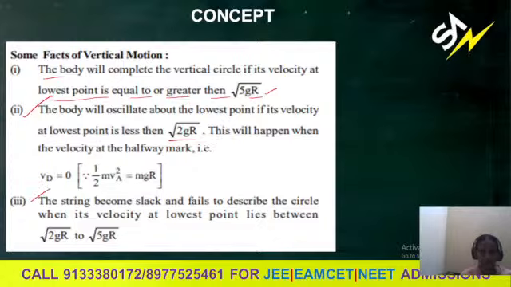The string becomes slack and fails to describe the circular motion. Its velocity at the lowest point lies between these two. So if it lies between these two, it leaves the path, means it leaves the loop of the circle, and this is the condition. If velocity lies between these two values, it will not continue in the path. It will oscillate at the lowest point if velocity is less than root 2gr.